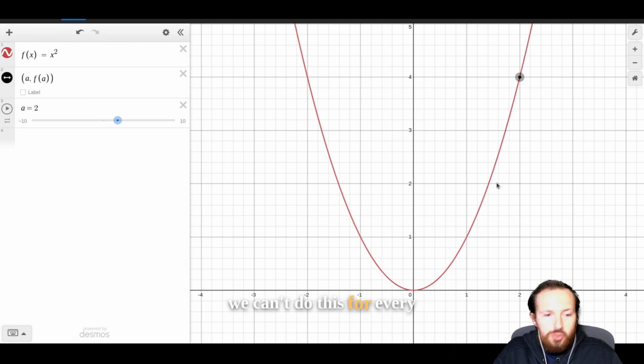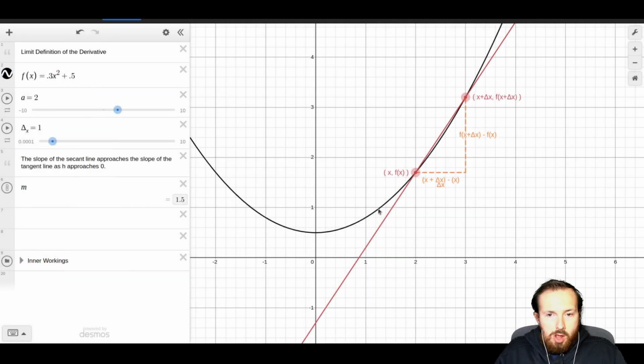Obviously, we can't do this for every single point. We can't just sit here all day zooming in around all the points because there's an infinite number of points that we could have plugged in. So what we need, ideally, is a more efficient way to do this. But how can we do that? That's the question we're going to try to answer. So here's how.